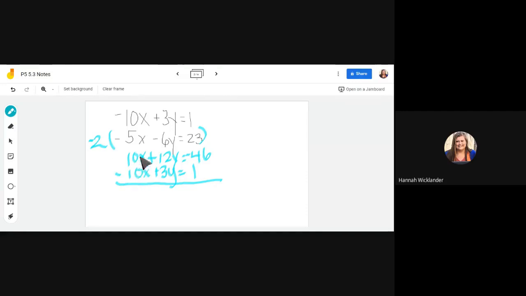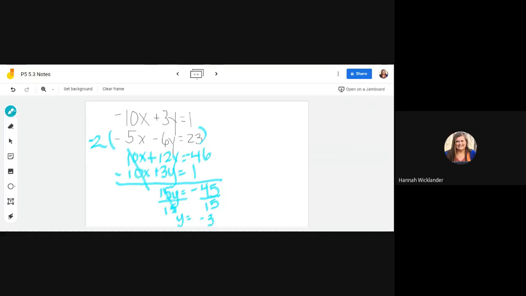Okay, so I have 10x and a negative 10x, so that will cancel out. Then I have 12 plus 3 gives me 15y. Negative 46 plus 1 gives me negative 45. I'm going to divide both sides by 15 to get y by itself. These will cancel. I'm left with y equals negative 45 divided by 15 gives me negative 3. So I have y equals negative 3.